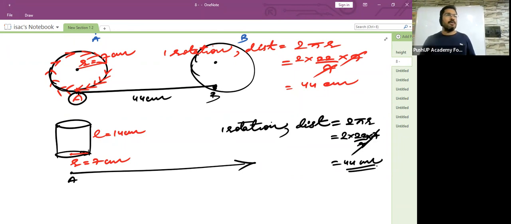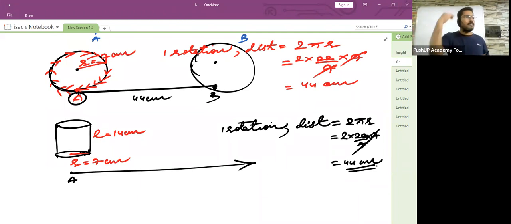Children, it is possible because I never changed the variable which you had to find. Be it a cycle's wheel or a cylinder, I am just asking you to find the distance covered by it in one rotation, isn't it? So be it a cycle wheel or a cylinder, you just need to focus on the circumference of its circle, because the circumference will decide how much is the distance covered by it. Do you all agree with that? The circumference will decide how much is the distance covered by the wheel or a cylinder.